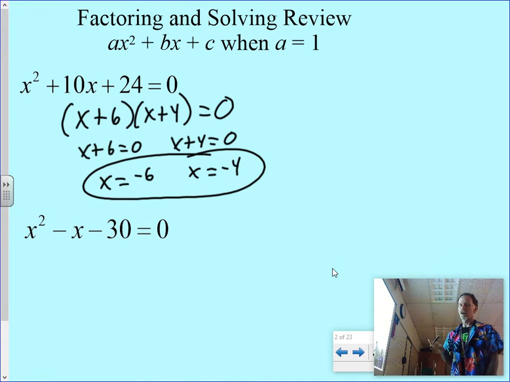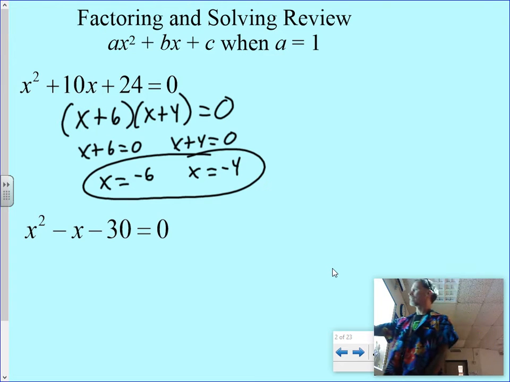You do have to watch the sign sometimes. So like on the second one, we see that it's negative 30. So we want to multiply to be negative 30 and add to be negative 1. So again, go through the different lists of factors. We could do 1 and 30, that wouldn't work. 2 and 15, that doesn't work. 3 and 10, that doesn't work. But 6 and 5, notice that we had negative 6 and positive 5. That would multiply to be negative 30, and it would add up to be negative 1.